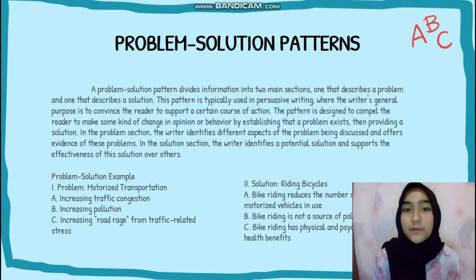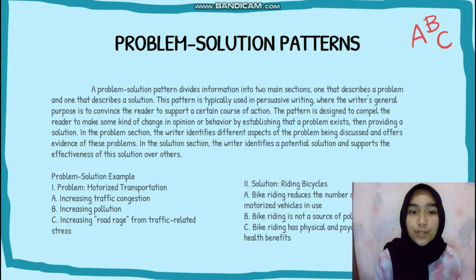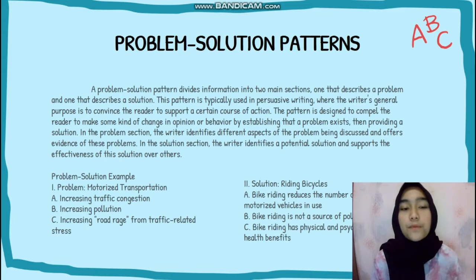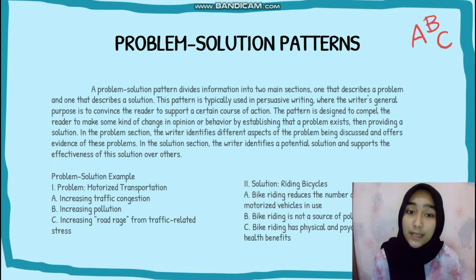Next is problem solution patterns. A problem solution pattern divides information into two main sections, one that describes a problem and one that describes a solution. This pattern is typically used in persuasive writing, where the writer's general purpose is to convince the reader to support a certain course of action. The pattern is designed to compel the reader to make some kind of change in opinion or behavior by establishing that a problem exists, then providing a solution.